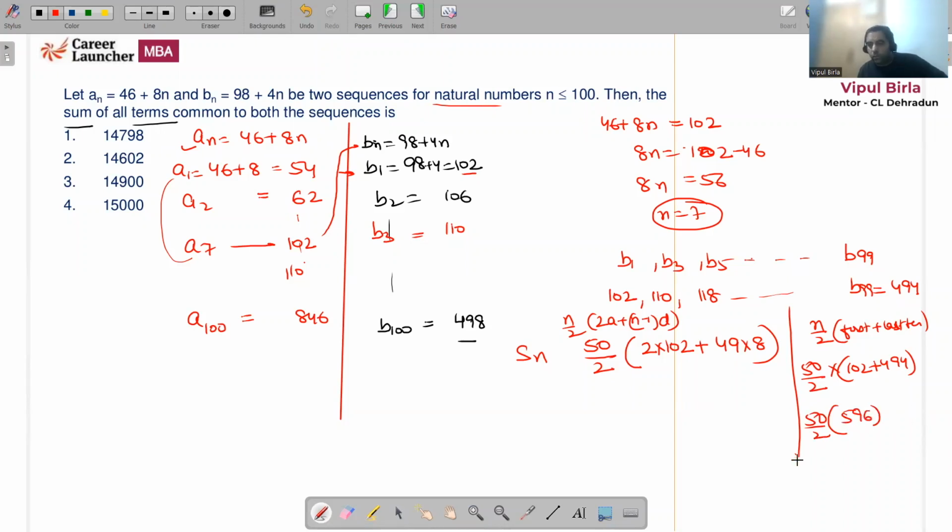Which can also be rewritten, just to simplify, as 596 into 100 by 4, which is 59600 by 4, which comes out to be nothing but 4 ones are 4, 4 fours are 16, 4 nines are 36, 14,900. We can directly do it. So just try to make the numerator a multiple of 10 so that it will be easy to work with.